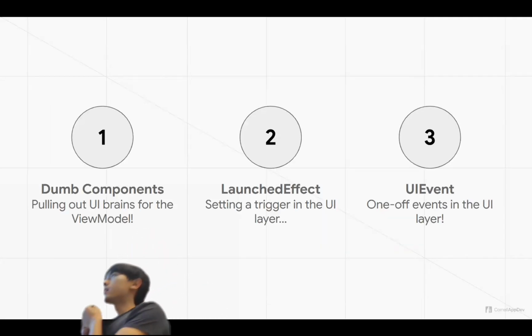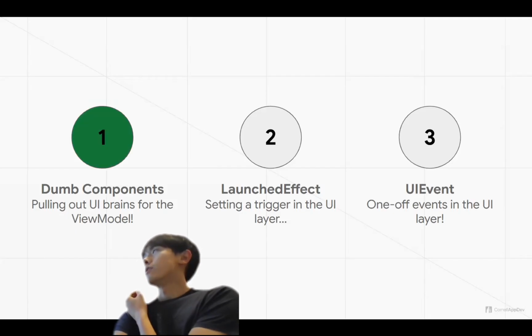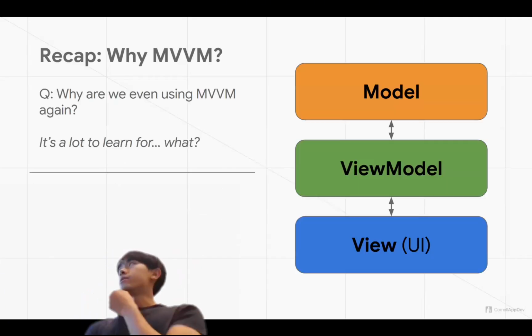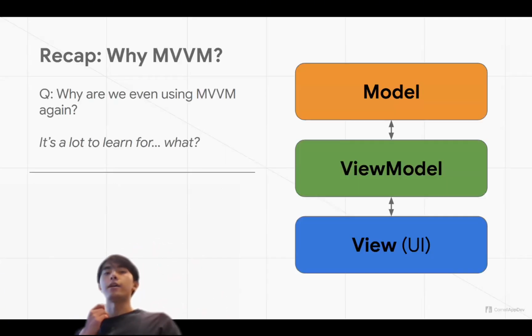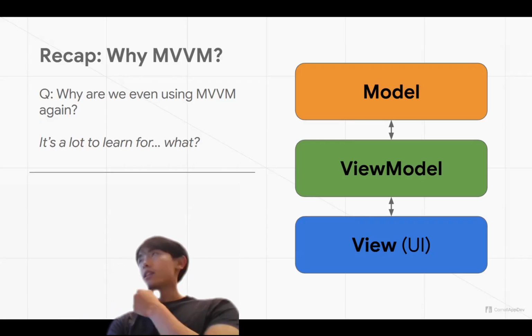But with that out of the way, we can get into our lecture content for this week. We'll start off with something I like to call dumb components, aka just the View/UI layer in MVVM. As a quick recap, last week we learned about this coding structure called MVVM, and it's a good question to remind ourselves why we are even using it. It's a lot to learn. This whole structure is kind of complicated, and what benefit does it have?